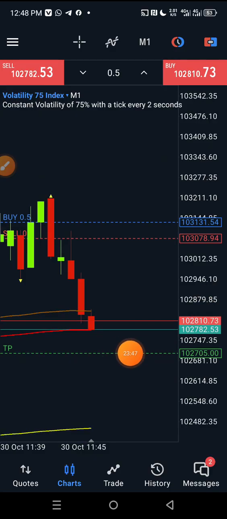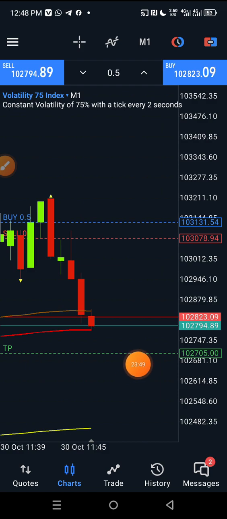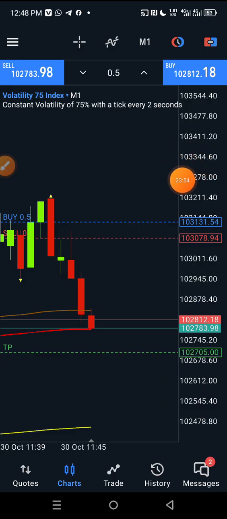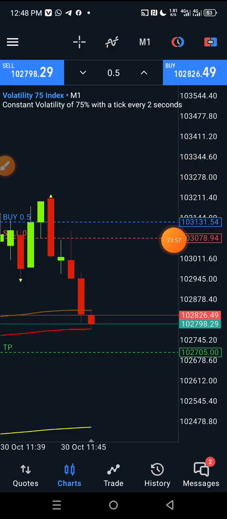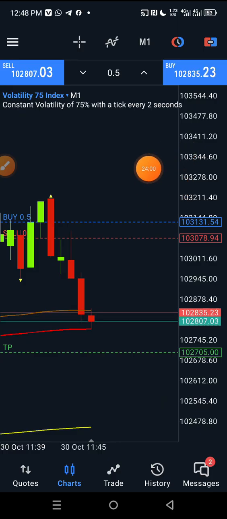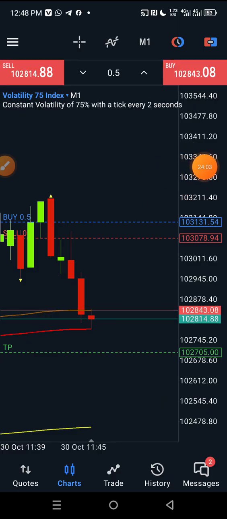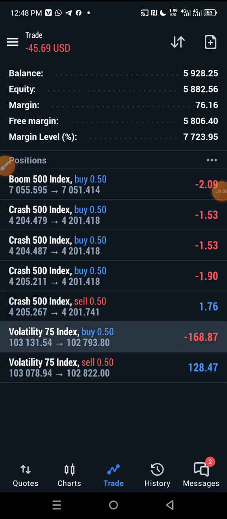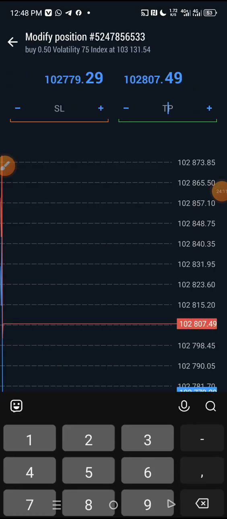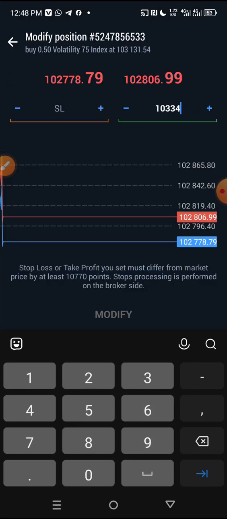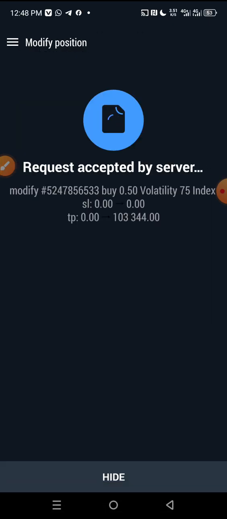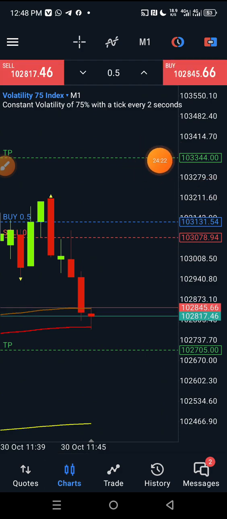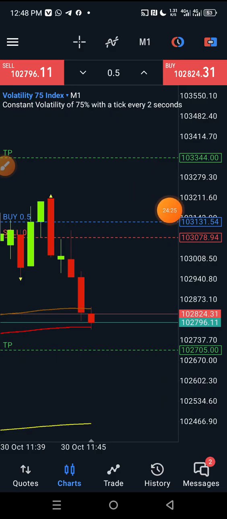So if this price just touches this level now, what will happen? It will close. Then for the buy part, I'm setting it above. Remember, the one I set below is for this sell order. Then the buy part, I'm going to set it above. Let's say 103344. You modify. Are you seeing it? So if you go to the buy order, you see take profit here. Are you with me? So that is how to do this.